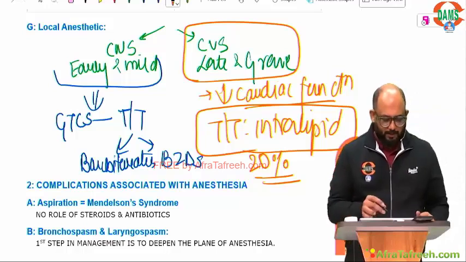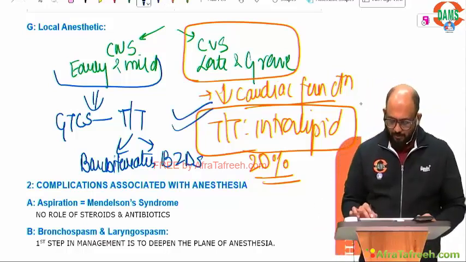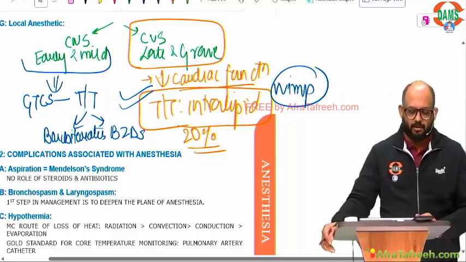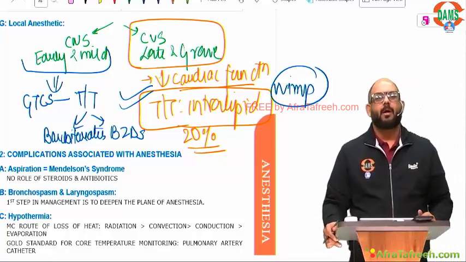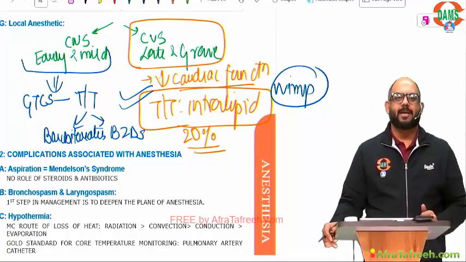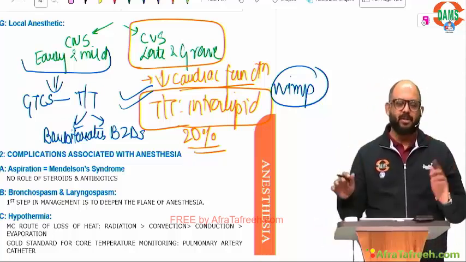20% lipid emulsion. This is very, very important. It has come 3 times in the last 3-4 years. Now you can give atracurium in renal failure because one, you don't give long-term infusion, and second, there is no clinical significance of laudanosine toxicity. It is only for your MCQs.